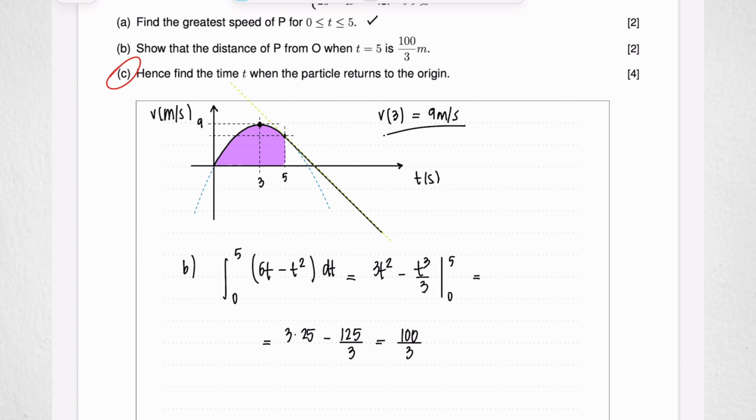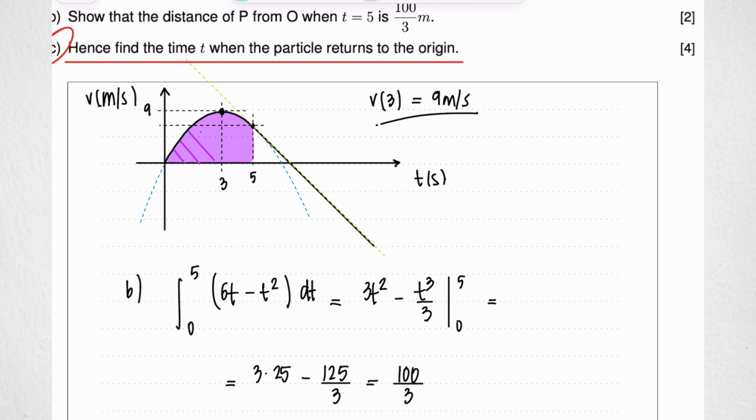Now for the most interesting question here, hence find the time t when the particle returns to the origin. Now we can see that from 0 to this time, which we're going to call t1, the displacement is positive, which means that if you were to draw a motion diagram, and this being the origin, and the motion diagram being positively orientated to the right, we would start over here, and up to t1 we would be distancing ourselves from the origin. Let me call this point A as well. So A represents the distance from the origin.